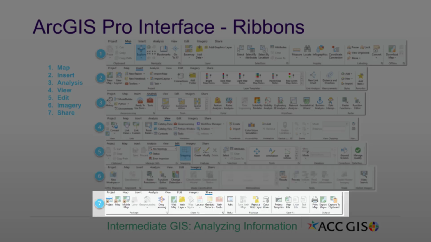The last core ribbon is the share ribbon, and that's where we're working with the project in general, where we want to share it with somebody else. We might want to publish it online or create an Adobe PDF, and we can utilize the tools on the share ribbon to do that.